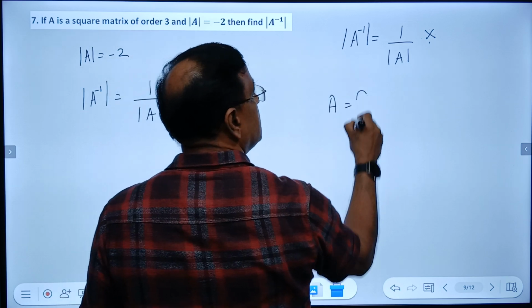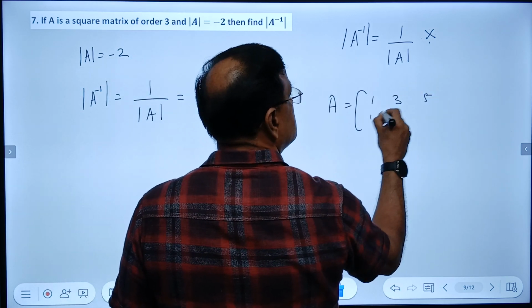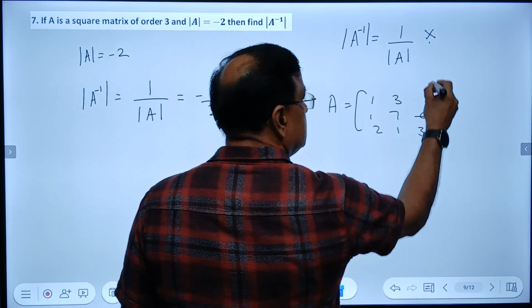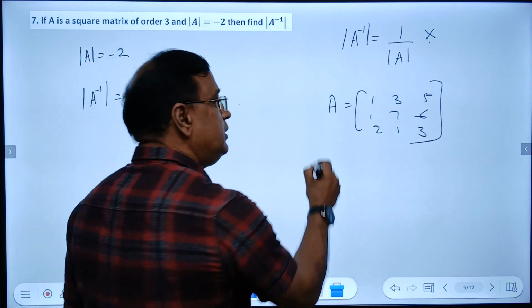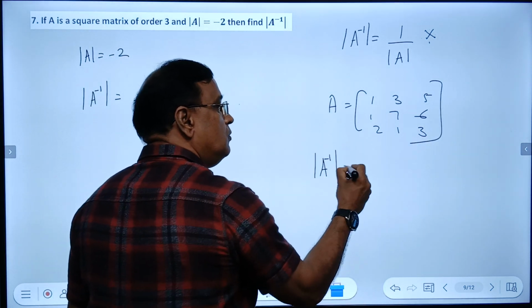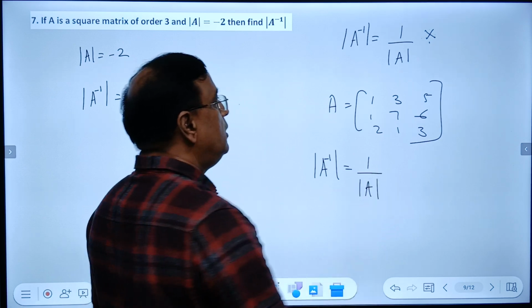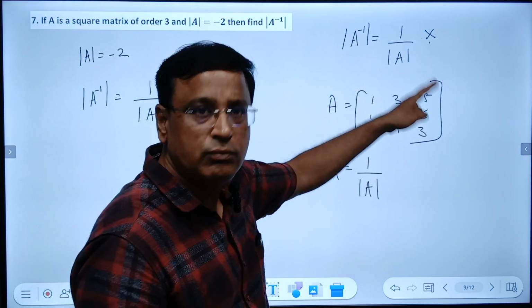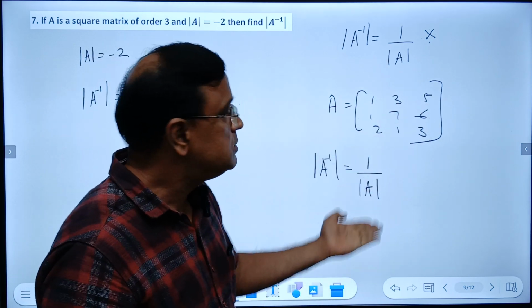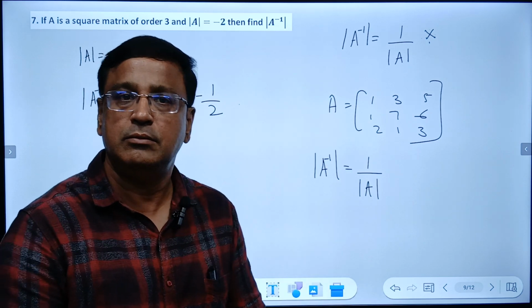Sometimes they will not give you the question directly like this. They will give you a matrix like 1, 3, 5, 1, 7, 6, 2, 1, 3, and ask you to find determinant of A inverse. Don't get scared. All that you need to do is, it's nothing but 1 by determinant of A. You just find determinant of A. You know how to find it. Expand with respect to row 1, put it there. Problem solved. You understand?